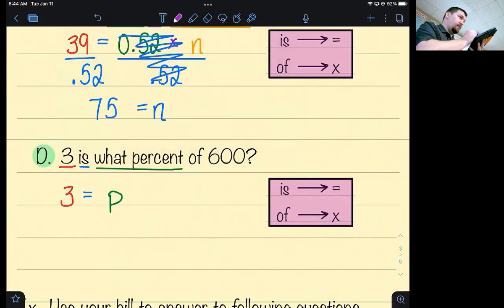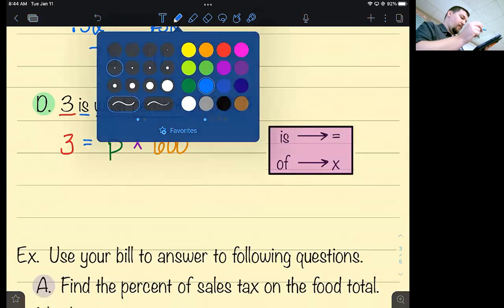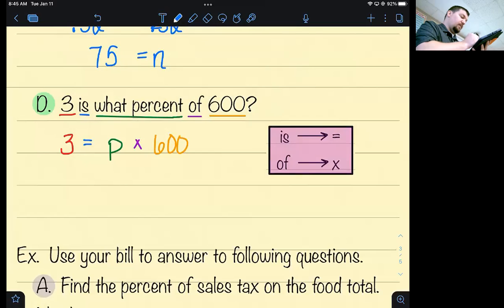Underline the word of. Ella, what does the word of mean? Times. And then underline the number 600 and rewrite it. 3 equals P times 600. Natalie, what do I need to do to both sides to get P by itself? That's right, divide by 600.